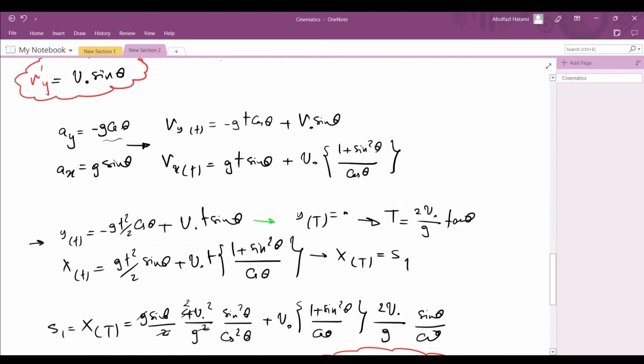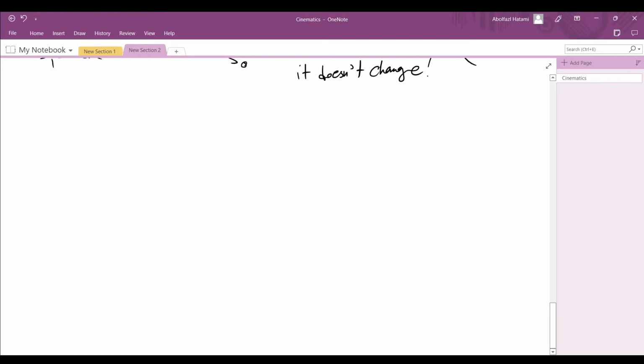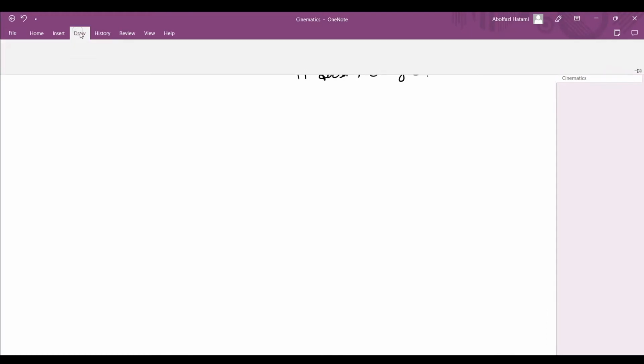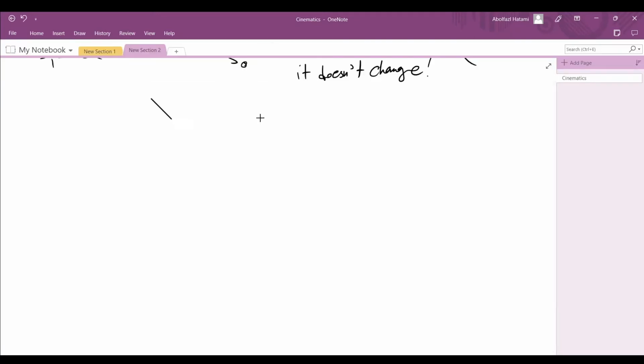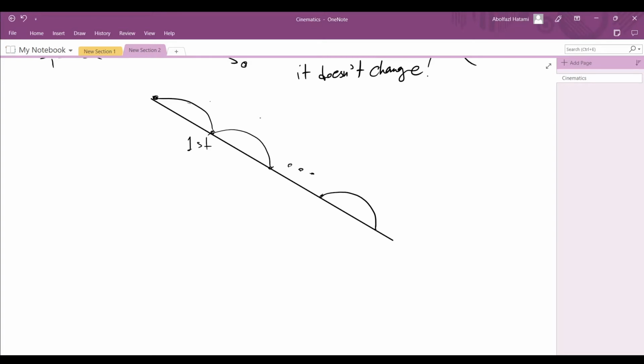So after the nth collision, let me draw the picture. The first collision, the second collision, and so on. It's the nth collision. Our v of y doesn't change. So here we have, after the nth collision, v0 sine theta of velocity.